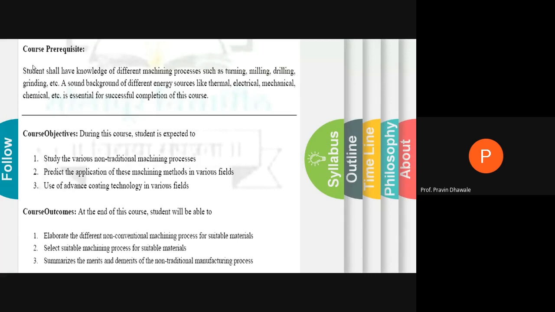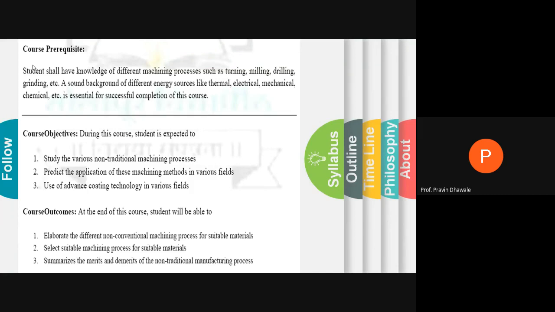Use of advanced coating technology in various fields. At the end of this subject, there will be one chapter focusing on an introductory part on advanced coating technology. It will be required in machine coating, spray painting, right? So that will be the need of the time. So you must have insight into coating technology. That will be covered in the third course objective.